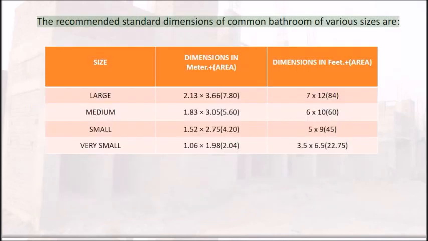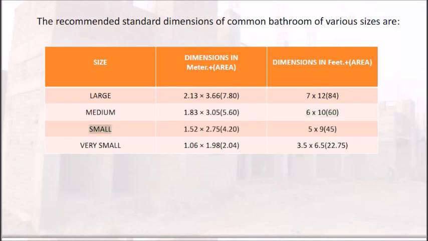The recommended standard dimensions of common bathroom of various sizes are: size, dimensions in meter plus area, dimensions in feet plus area. Large: 2.13 times 3.66, 7.80; 7x12, 84. Medium: 1.83 times 3.05, 5.60; 6x10, 60.